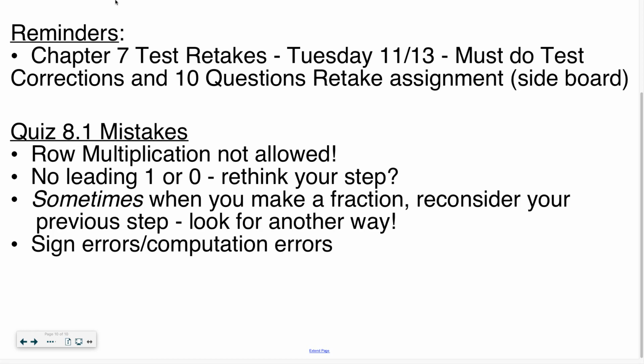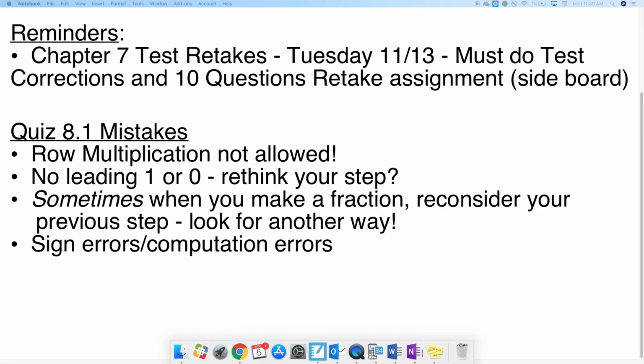Sometimes when you make a fraction through a row operation, you might reconsider your previous step. Like, oh, I don't like having that fraction right there. Was there another way for me to have gotten a 0 or gotten a 1? Okay. It's not that it always has to be. A lot of people on the first row just multiplied by 1/3 as their first step, and then they had a fraction for the rest of the work. So every time they did something with that row, they introduced more fractions, and that got messy for them. And then, of course, sign errors and computation errors were the other thing. Okay? So I'll hand that back to you.